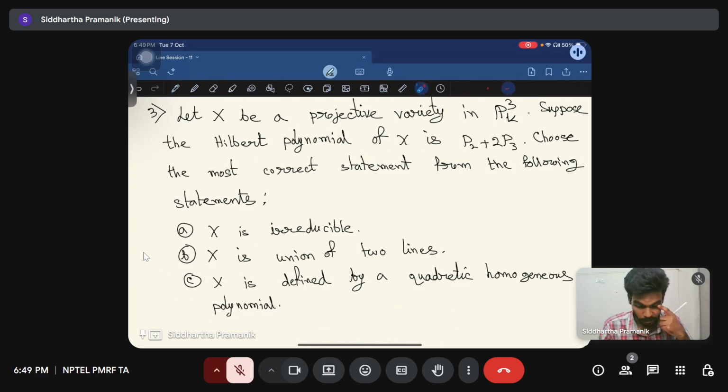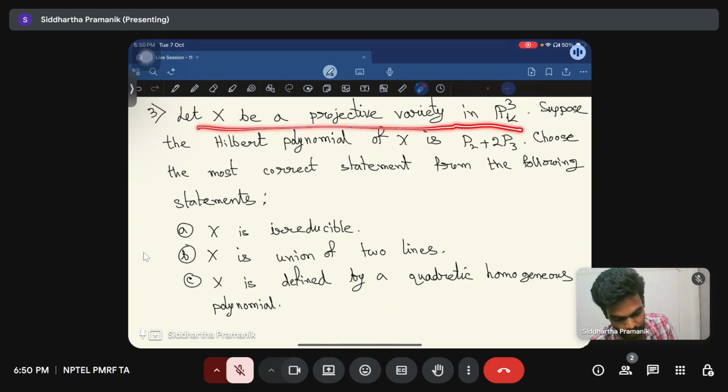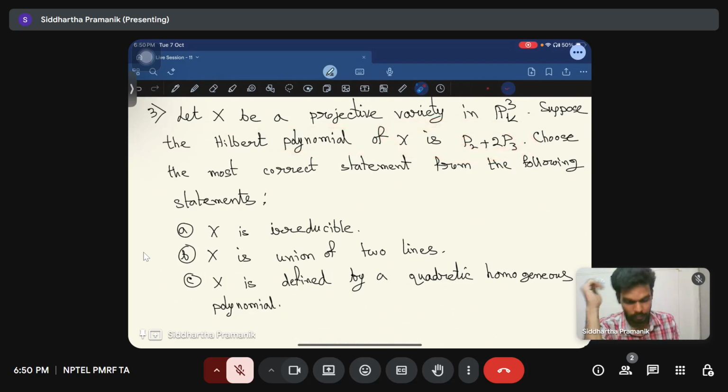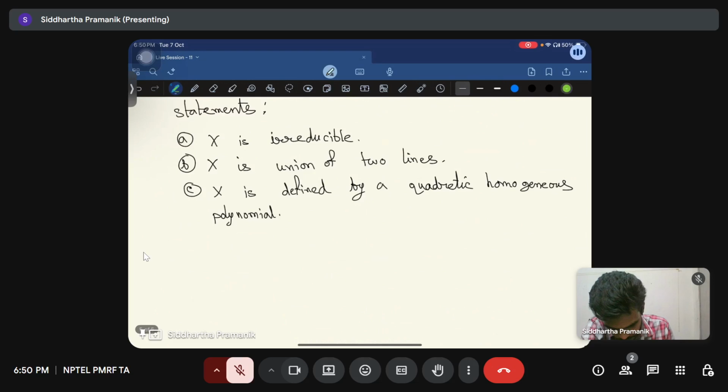Okay, so let's see what this question is saying. Let X be a projective variety in P3, and the Hilbert polynomial of X is given, which is P2 plus 2P3. This is the notation used in Macaulay2. Then what is the most correct statement among these three statements? Is X an irreducible topological space, or is X a union of two lines, or is X defined by a second degree homogeneous polynomial? So let's try to solve this.